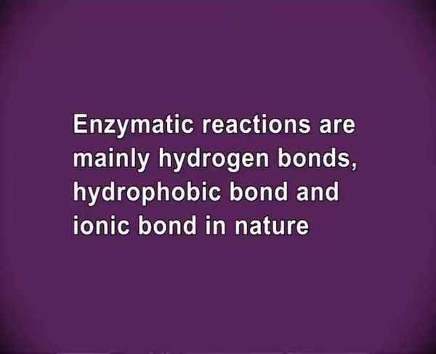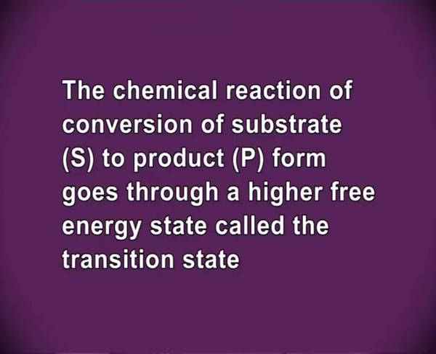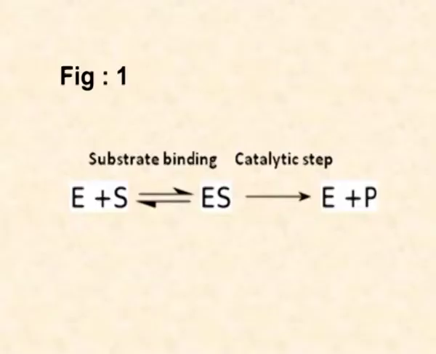Enzymatic reactions are mainly hydrogen bonds, hydrophobic bonds and ionic bonds in nature. The chemical reaction of conversion of substrate S to product P goes through a higher free energy state called the transition state. The transition state has a higher free energy in comparison to the product or substrate, as shown in figure 1.